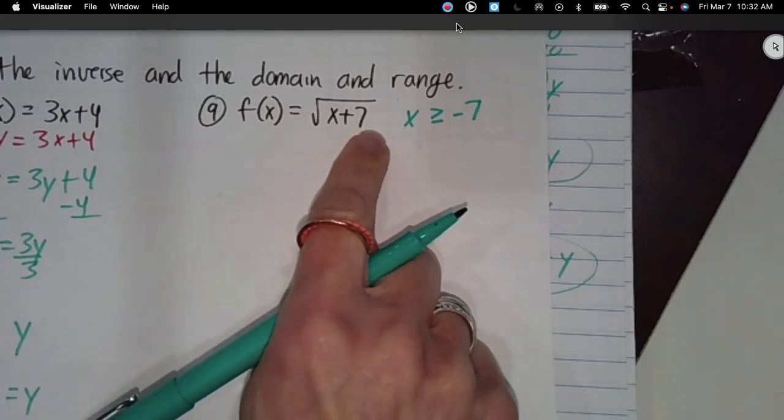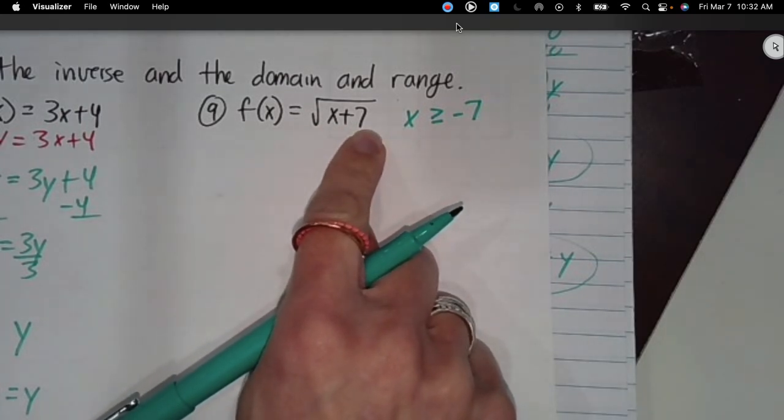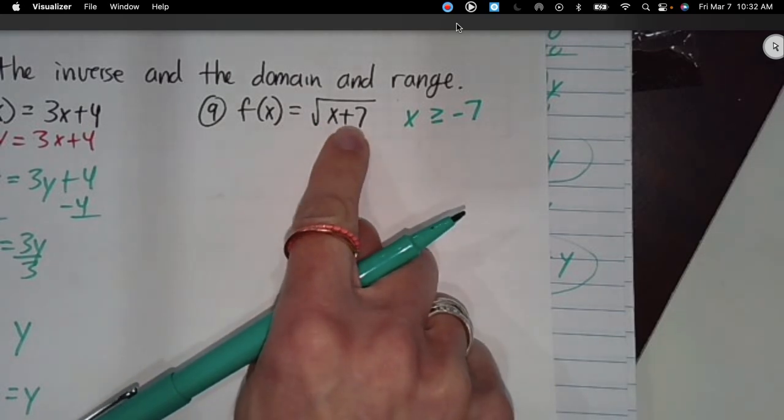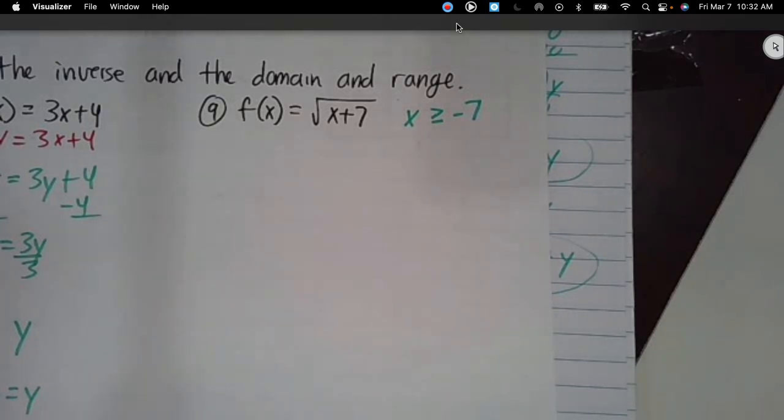What's -7 plus 7? 0. And you can find the square root of 0. It's 0. Okay, what's -8 plus 7? -1. What's the square root of -1? Error. It's an imaginary number. So all your x values, that's your domain, have to be bigger than or equal to -7.